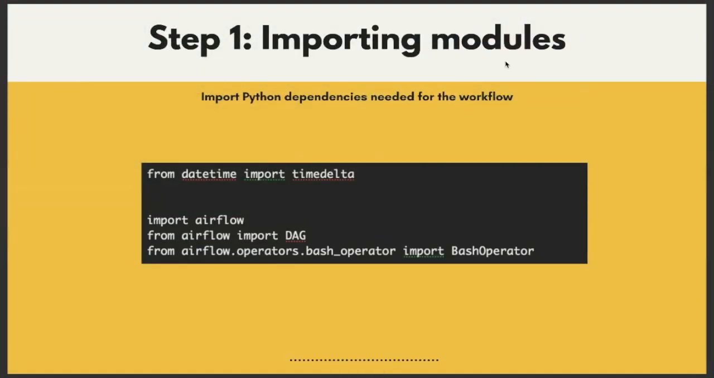In the first step we need to import the modules. We're going to use the datetime module to import the current date of the system, and as usual we need to import the Airflow module and its dependencies. We are going to use DAG, so we are importing DAG along with it, and I'm going to run my script in bash, so I'm going to import my bash operator.